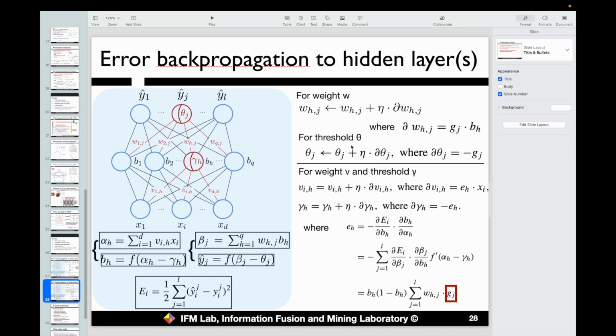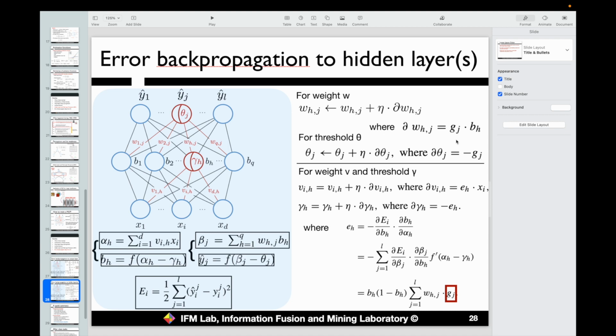Okay, so this is for the W. How about the theta? We can do the learning of the theta in a similar way, right? Theta j equals theta j plus eta times the partial derivative of the loss function versus the parameter theta j here, right? And an interesting part is that the partial derivative with respect to theta j actually equals the negative g_j. This term we defined before.